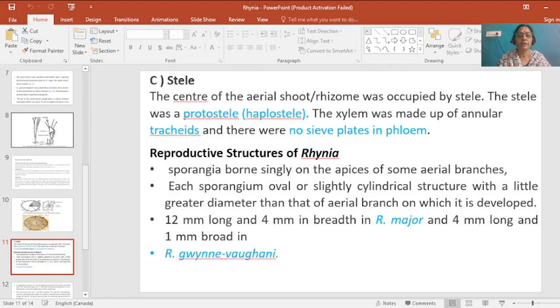Regarding the reproductive structure of Rhynia, sporangia are borne singly on the apices of some aerial branches. Each sporangium is an oval or slightly cylindrical structure with a little greater diameter than that of the aerial branch on which it is developed. The sporangium is 12 long and 4 in breadth in Rhynia major, and 4 long and 1 broad in Rhynia gwynne-vaughanii.